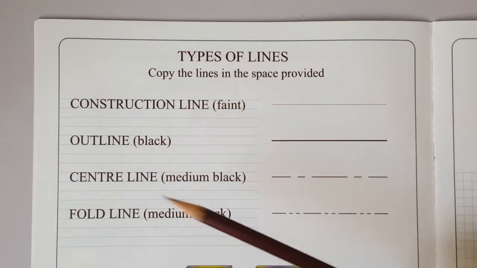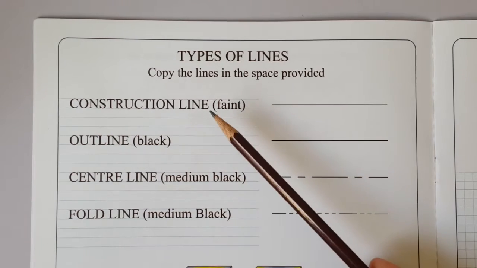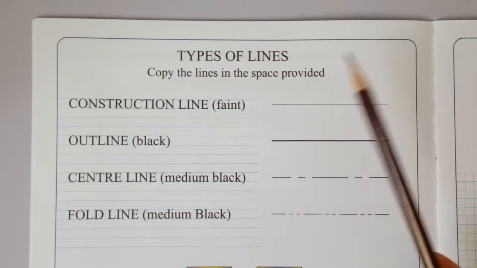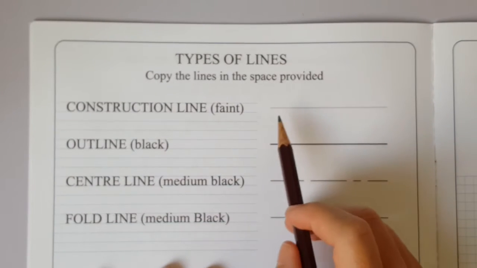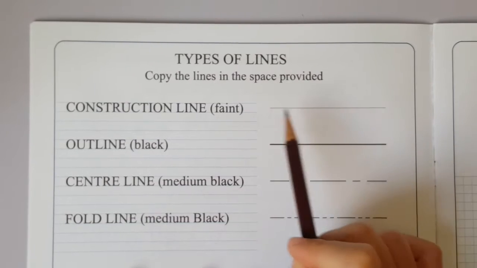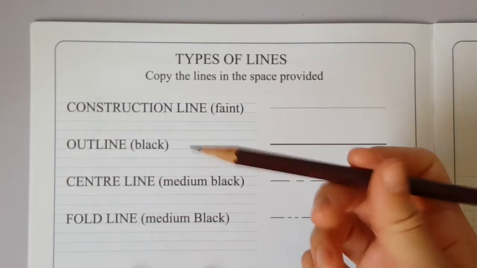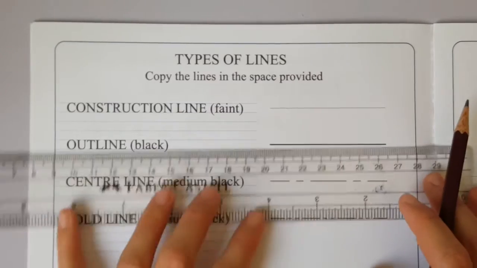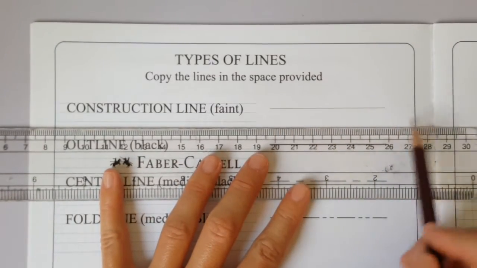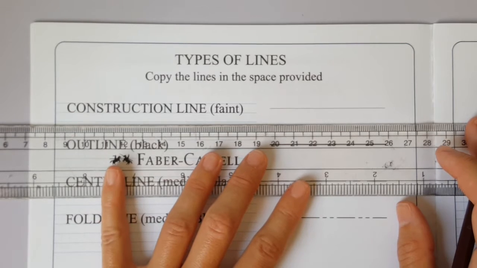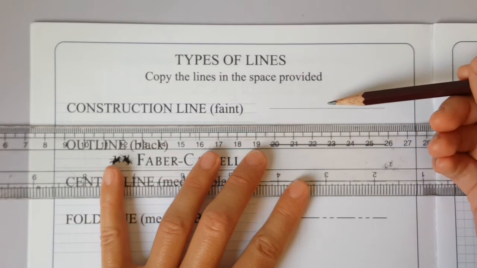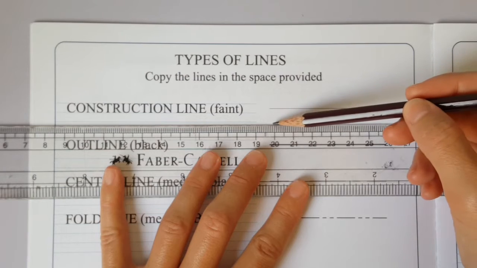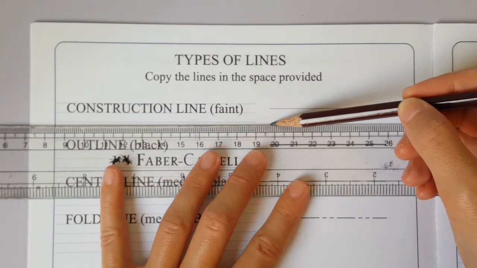The first line that we're going to be drawing is the construction line, and it has to be always drawn as a faint line. As you might have been shown, construction lines are only used for working lines. Now on the right-hand side, we have the given example. To practice, right underneath the given line, we're going to draw a new construction line. Remember that construction lines are to be drawn as faint as possible.